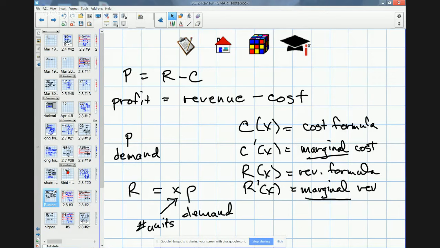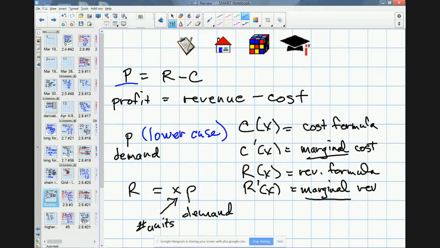I know you know this top thing up here, that profit equals revenue minus cost. So if in a problem they give you the revenue equation, they give you the cost equation, and they ask you to find something about the profit, you've got to realize that you first have to calculate the profit by subtracting the cost from the revenue. And when this is a capital P, that stands for profit.